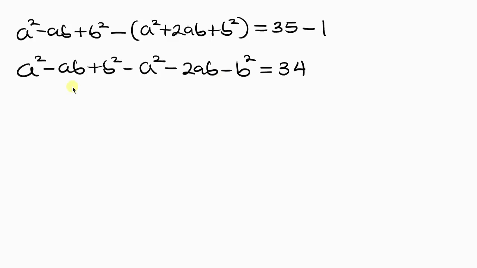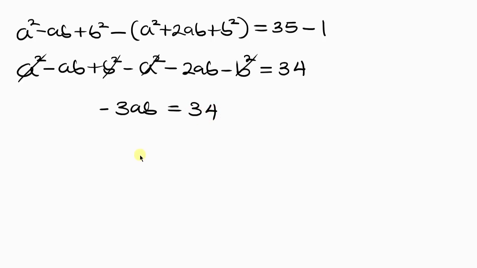Now let's simplify what we have on the left-hand side. So notice that a squared minus a squared will be gone, and b squared minus b squared will be gone. So we are left with negative ab, negative 2ab. So negative ab, negative 2ab gives negative 3ab. And this is equal to 34 on the right-hand side.